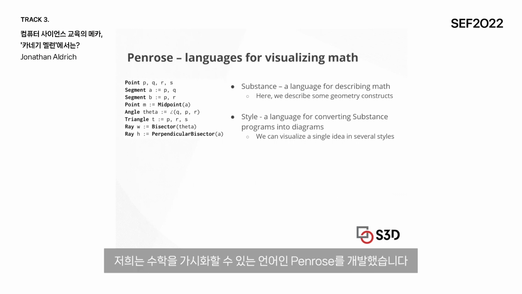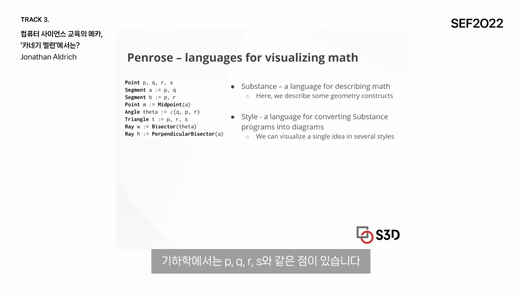We've created a language called Penrose, which is a language for visualizing mathematics. And so if a high school student might study geometry, and in geometry you have things like points, P, Q, R, and S. You might have things like line segments. Here, there might be a segment from P to Q and a segment from P to R.